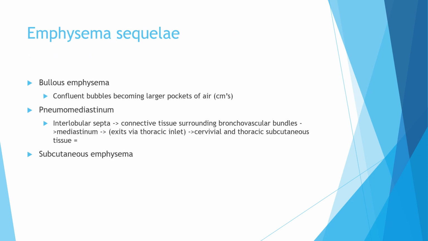Here I've got the different emphysema processes or sequelae. As I spoke about earlier, with bullous emphysema, you can actually end up getting lesions that are centimeters in diameter and size. You can get a pneumomediastinum. Think about the process that we discussed just now, about how it follows through up until it gets to subcutaneous emphysema.